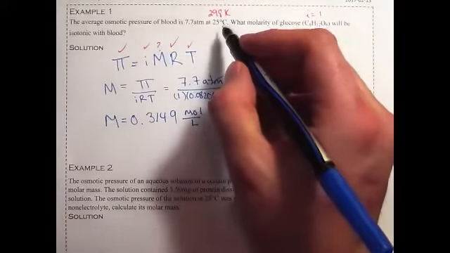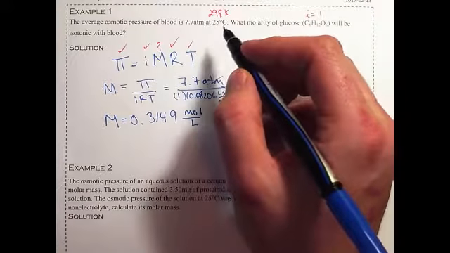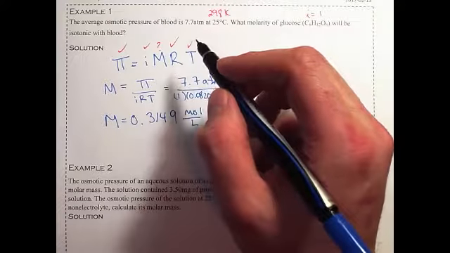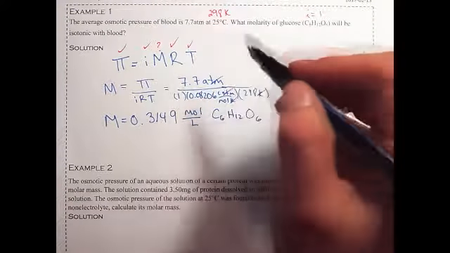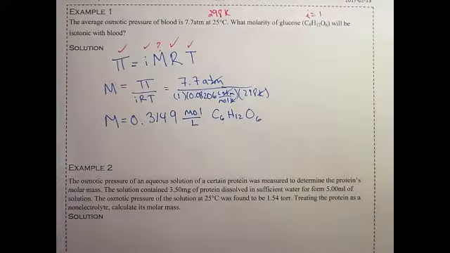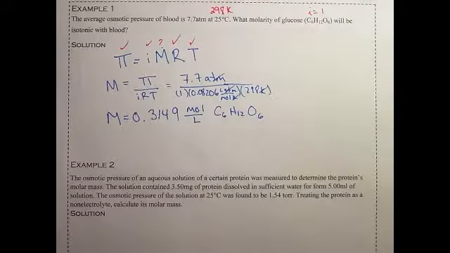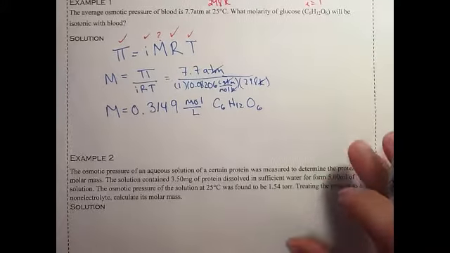Obviously, blood's not going to be at 25 degrees Celsius, at least hopefully not. It'll be closer to 37 degrees Celsius, which we know is physiological temperature. But again, the process will be the same, just the osmotic pressure might be different at that temperature. We'll just go with what we have in the problem.